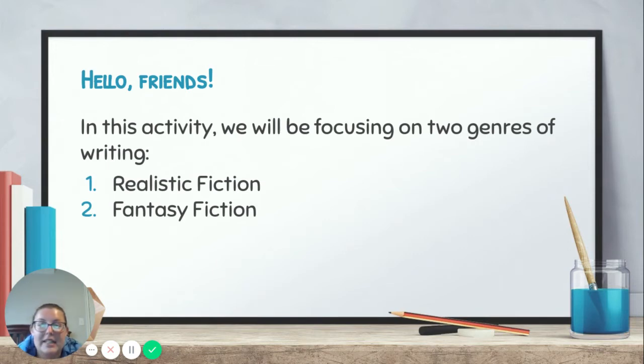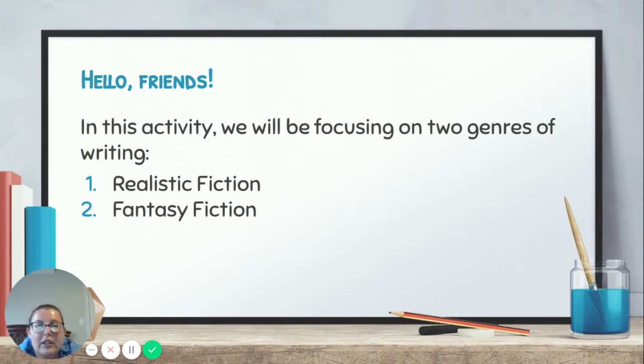In our first activity, whichever order you choose, we're going to be working on focusing our ideas on two different kinds of writing, realistic and fantasy fiction. Now, we haven't really done a lot of talking about the difference between these genres, so today I'm going to spend a little bit of time doing that.